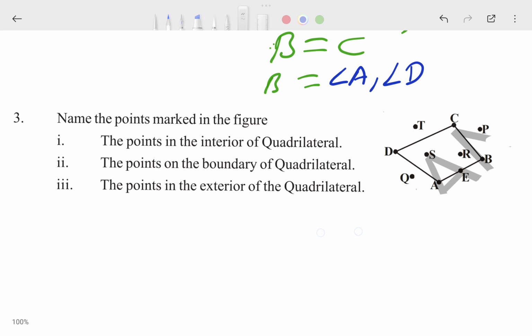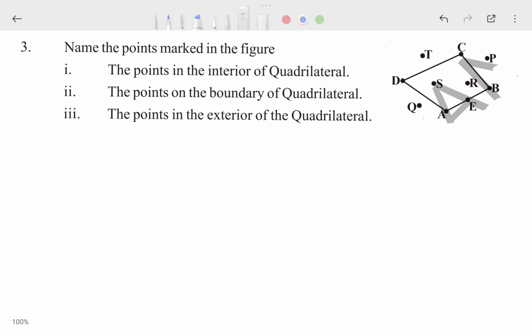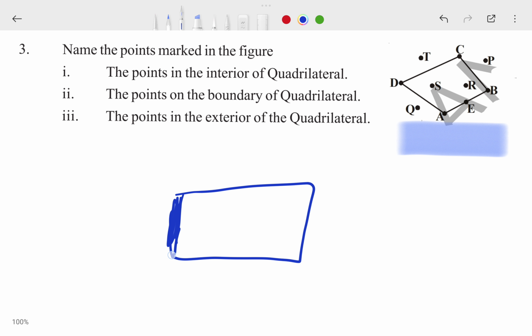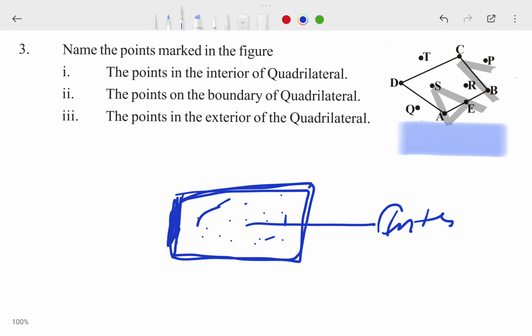Now let's do this one. Name the points in the figure. We have to observe this figure and give the names. But first of all, I want to be clear on something. Let's suppose this is your house, and this is the boundary of your house. When you are inside your house, this is called the interior, and this wall of your house is called the boundary.